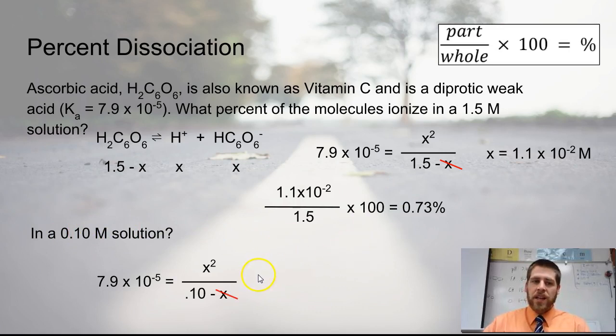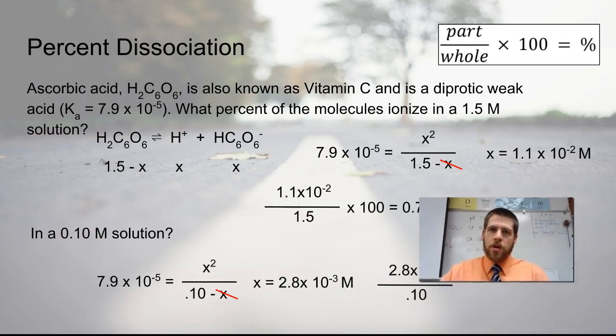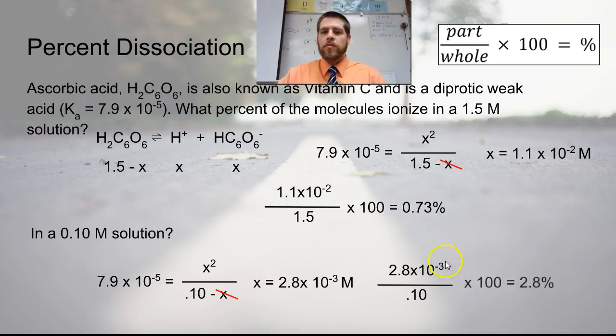Again, I can neglect x. It's a little bit of a closer call here, but I'm still about 1,000 times smaller than my initial concentration, so that's fine. And my x ends up being 2.8 times 10 to the negative third. Now, when you put this as part over whole, remembering that your whole is now 0.1, it actually comes out to 2.8%, which is surprising that it dissociates more in a more dilute solution.